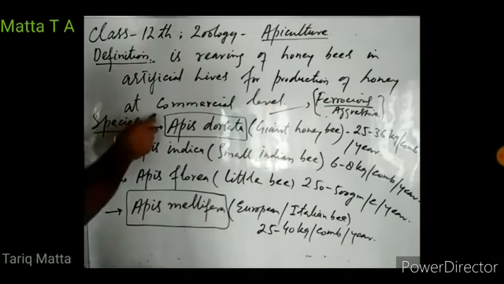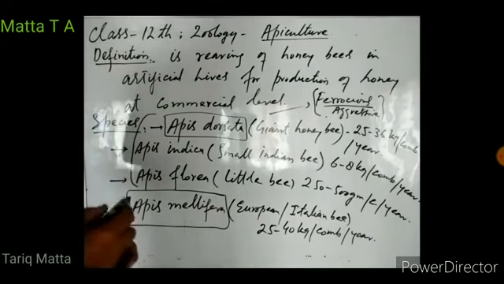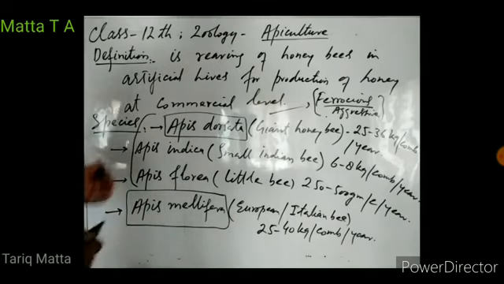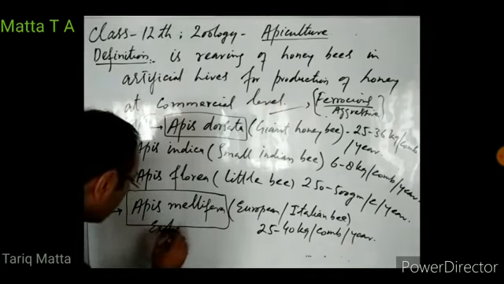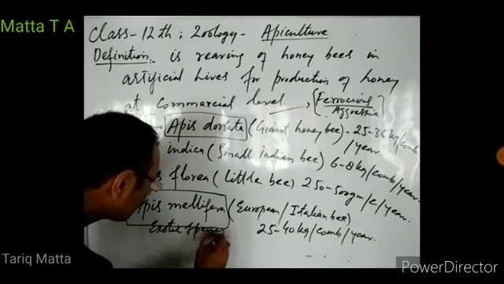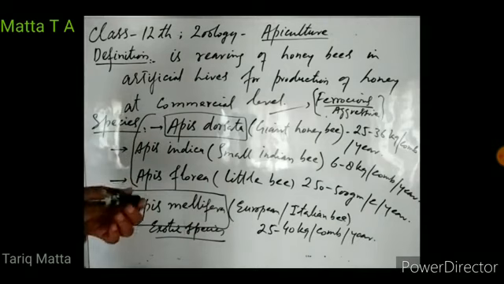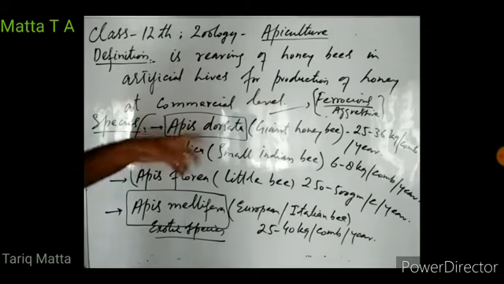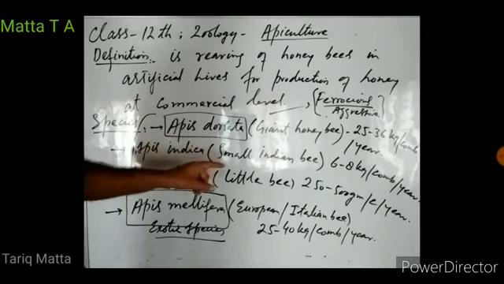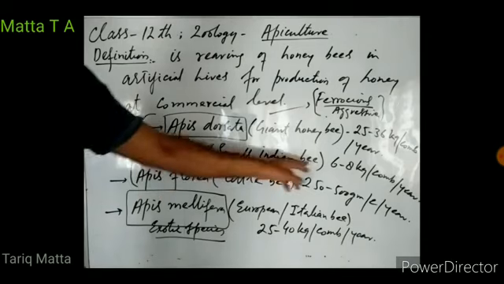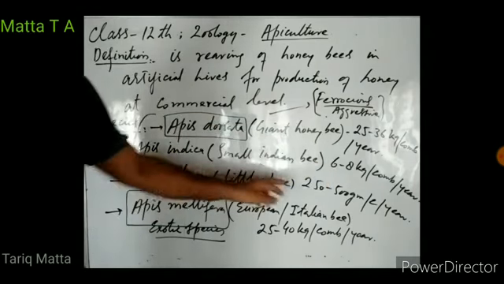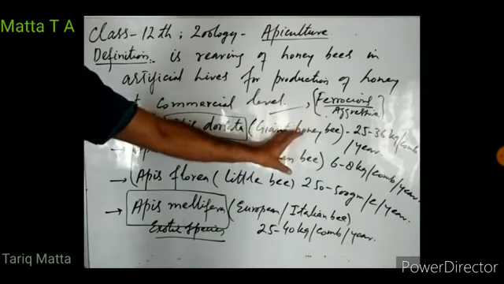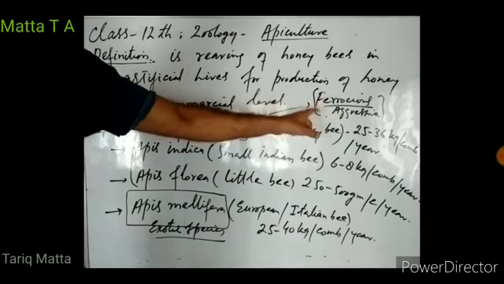Apis dorsata, Apis indica, and Apis florea are the indigenous species, while Apis mellifera is an exotic species. We have imported it from Europe or Italy, right? The indigenous species are present right in our country, but Apis indica has got very low yield. Apis florea has got the minimum yield. Apis dorsata's yield is good, but it is very difficult to domesticate. It is very ferocious or aggressive in behavior.